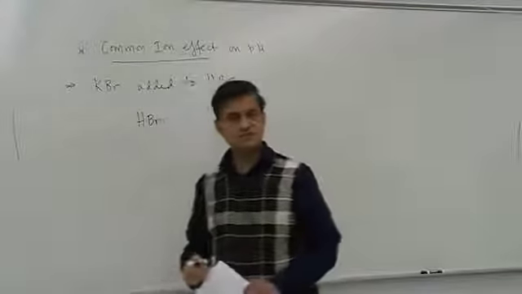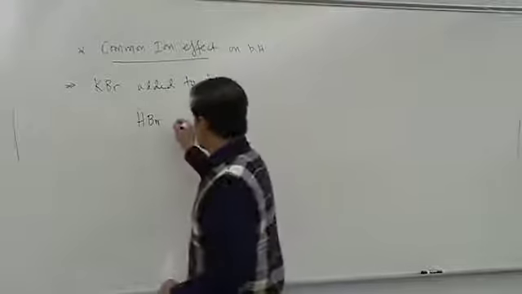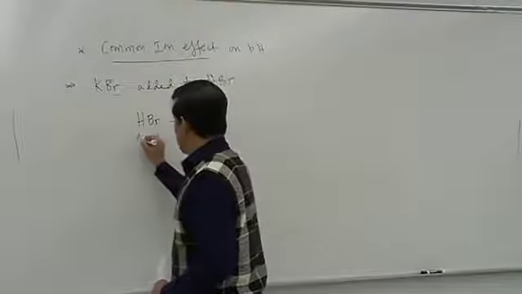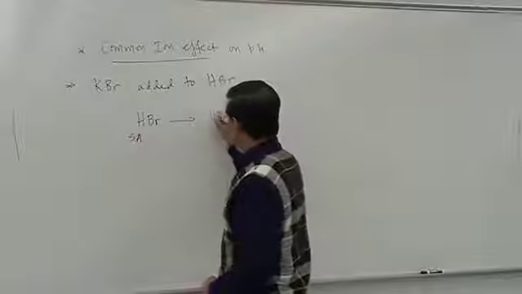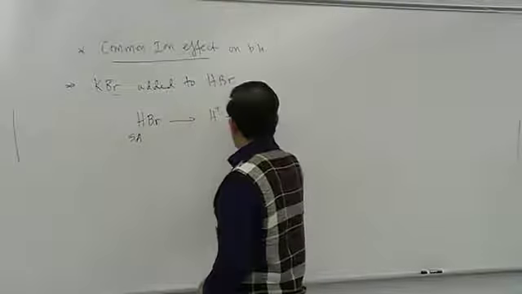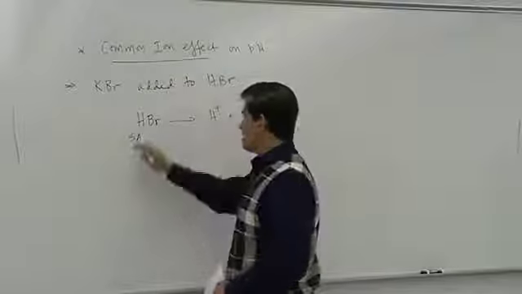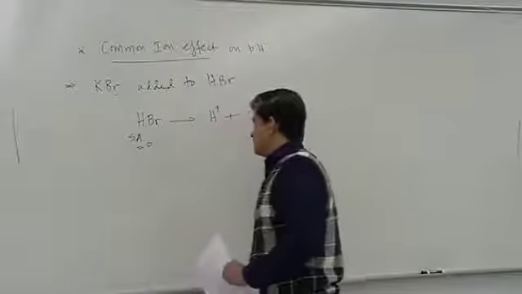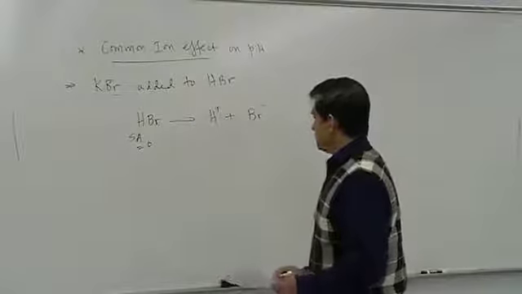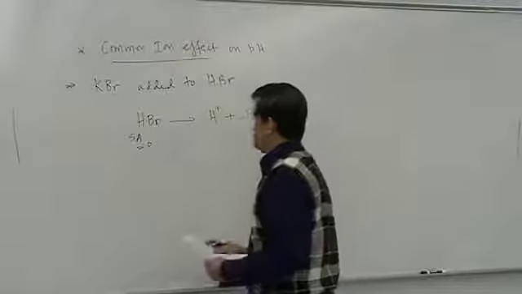Once I have a solution of HBr, since this is a strong acid, let's write down a strong acid, SA, for a strong acid, it will break down 100%. So you're going to get H plus and Br minus. All of these will break down. There'll be no left over. So this is going to be 0 at equilibrium. And you would have all H plus and Br minus.